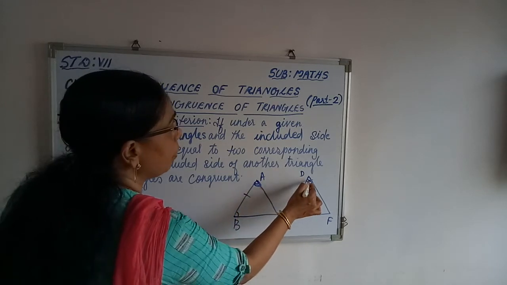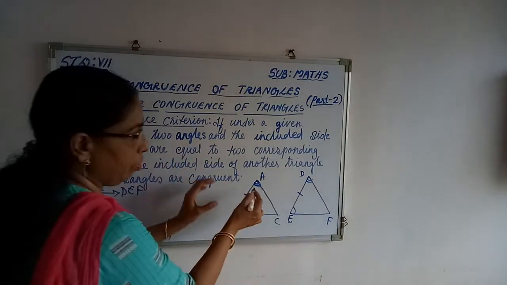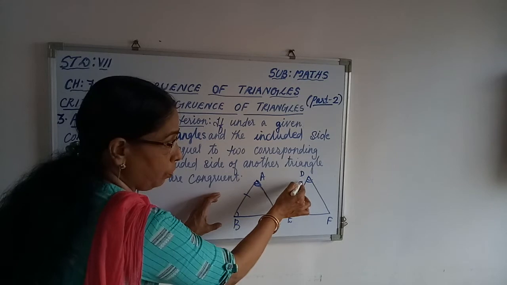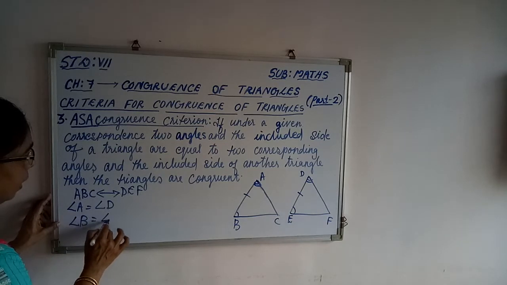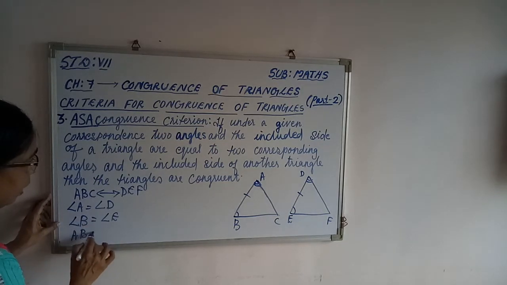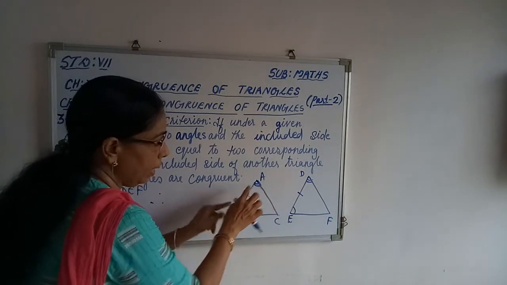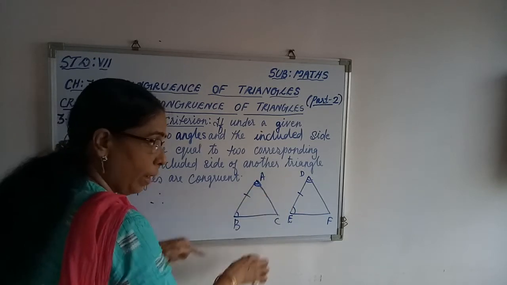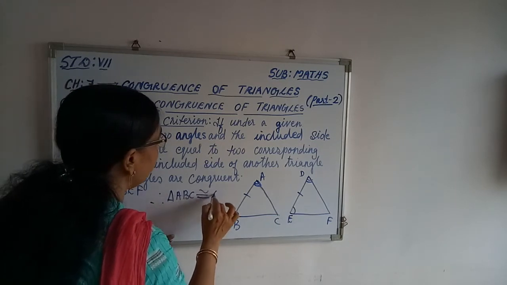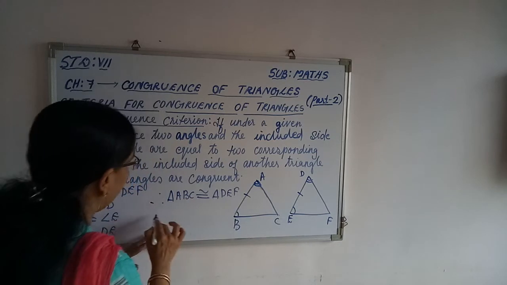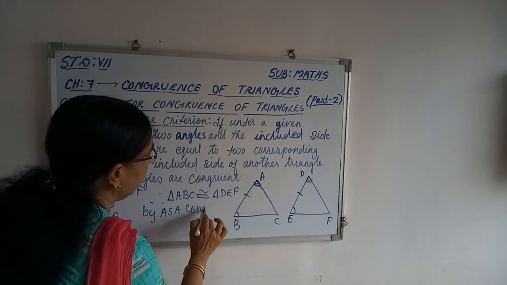Angle A is equal to angle D. I have not written the measurement, but see the sign, same type of sign. It indicates they are equal. And next, angle B is equal to angle E. Then AB is equal to DE. Therefore, you can see that these are two angles and the side which is the included side of these two angles. So we can say that triangle ABC is congruent to triangle DEF by which criterion? ASA Congruence Criterion.